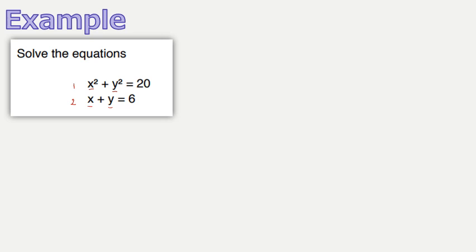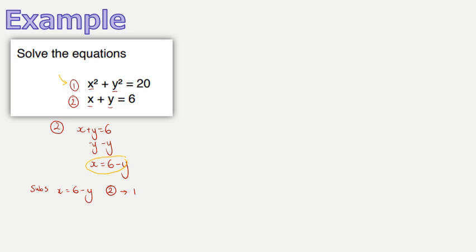Well, I'm going to label each of the equations, and I'm going to take equation 2 and rearrange it so that I've got just x equals. So in that case I'd have to take away y from both sides, and I get x equals 6 take away y. And I've done that because I can now substitute using that equation back into equation 1. So I'm going to substitute x equals 6 minus y, which was from equation 2, into equation 1. So wherever I see x in equation 1, I'm going to replace it with 6 minus y.